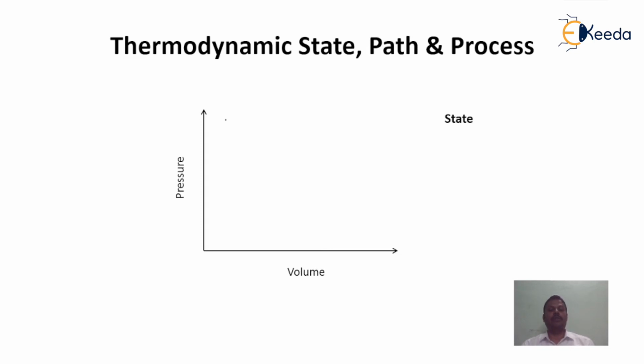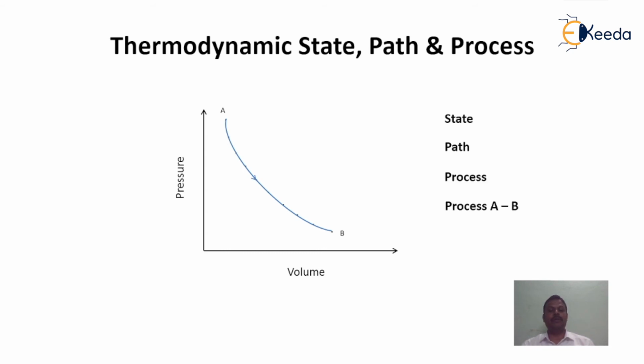If any one of the properties or both the properties are changed, then a change of state takes place. And once again, if it is changed, a change of state takes place like this. The succession of change of state is called the path of change of state of the system. If this path is completely specified, then it is called a process.